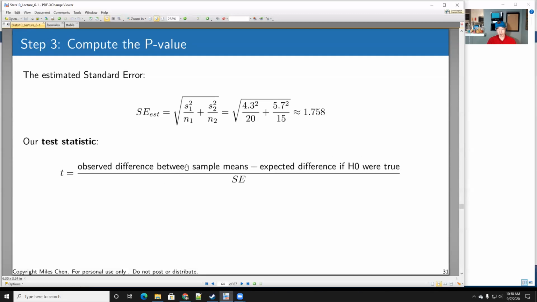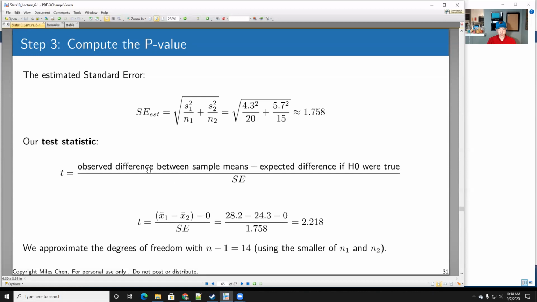So what we observed was the difference of 3.9, or x bar 1 minus x bar 2. That's the observed difference. And if the null hypothesis were true, we would expect a difference of 0. And whenever you take two random samples, you would expect the two random samples to have a difference of 0. So my t is going to be basically 3.9 minus 0, or I can just leave that off, 3.9 divided by my standard error of 1.758.